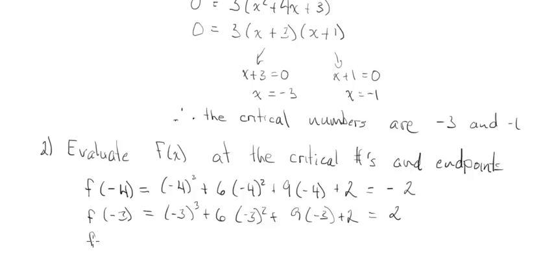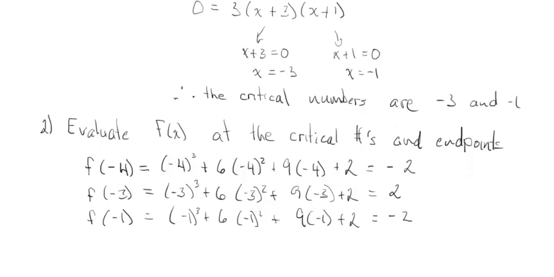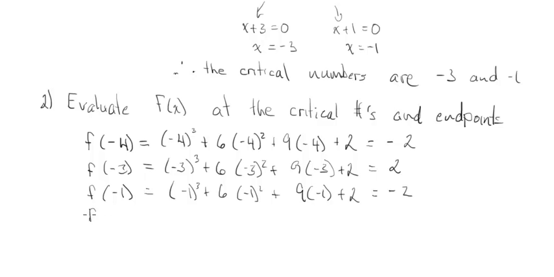Now I'll do the next critical number, which was -1. So -1 cubed plus 6 times -1 squared plus 9 times -1 plus 2. Work that all out, and you get -2 again. And then the biggest endpoint was 1. So f of 1 is 1 cubed plus 6 times 1 squared plus 9 times 1 plus 2, which equals 18.